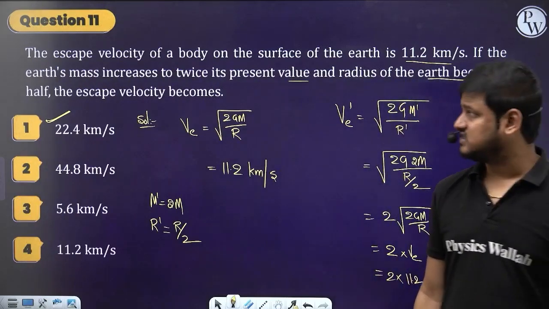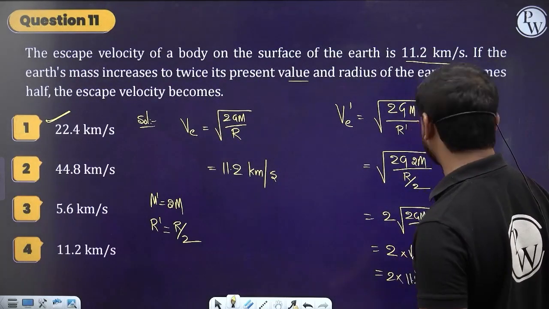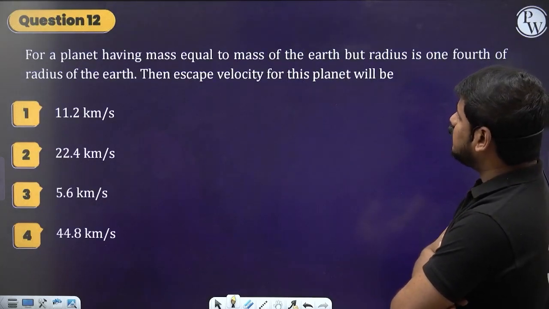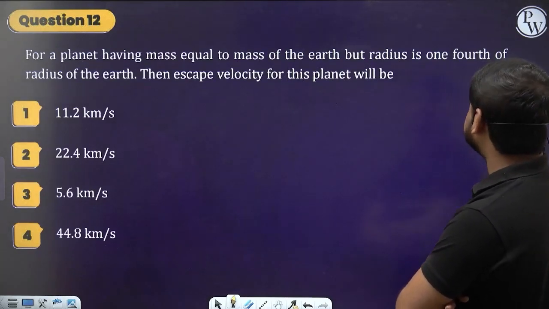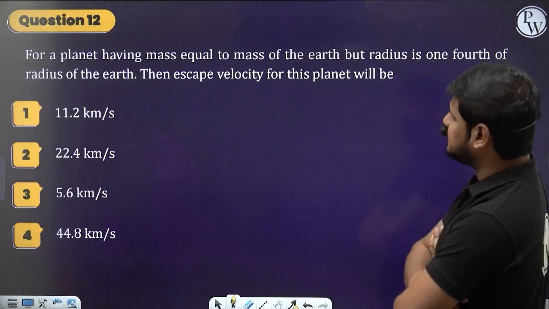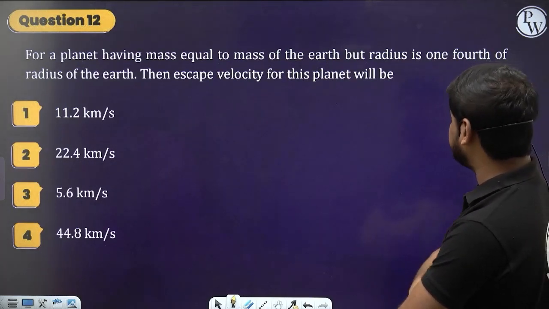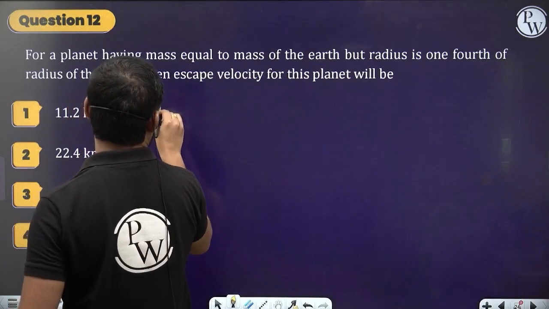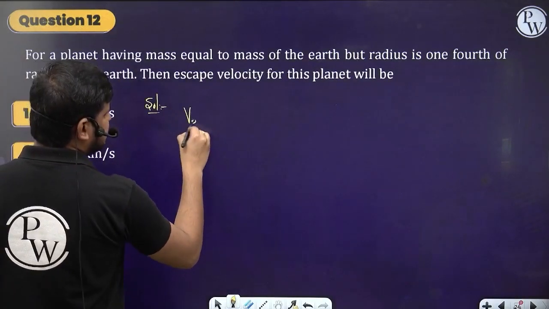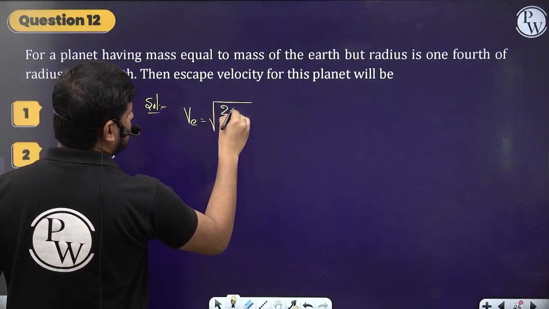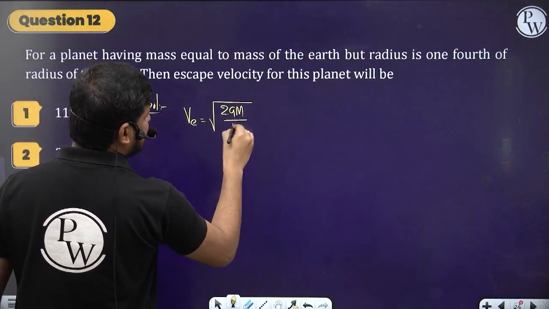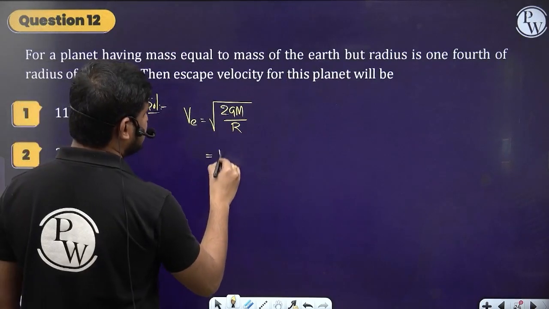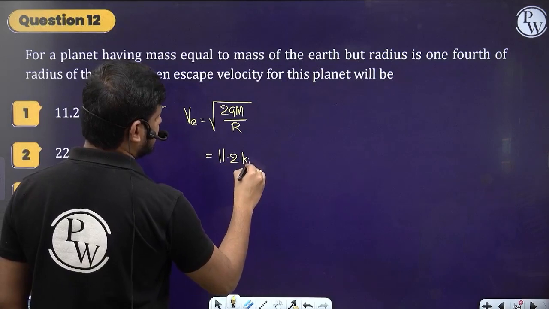Done? Understood? So let's go for the next question. For a planet having mass equal to the mass of the Earth, but radius 1/4 of the radius of the Earth, the escape velocity for this planet will be? So let's remember this: the escape velocity is equal to root over 2GM by R, where the mass of the Earth is M and the radius of the Earth is R. This value we know as 11.2 kilometers per second.